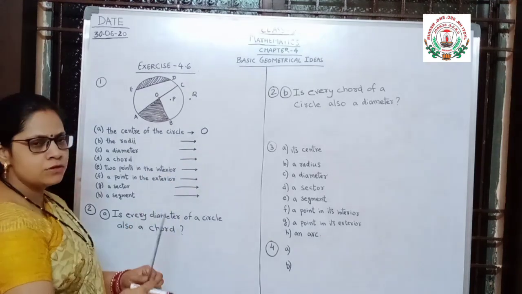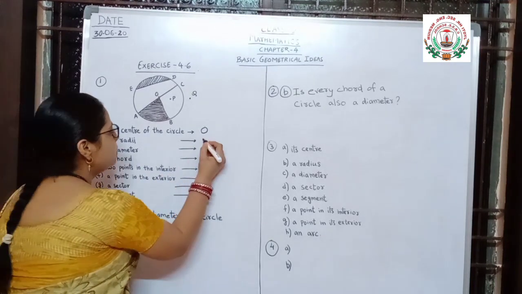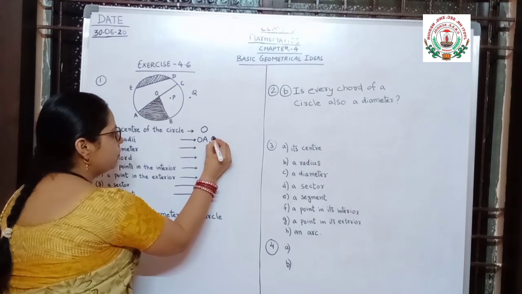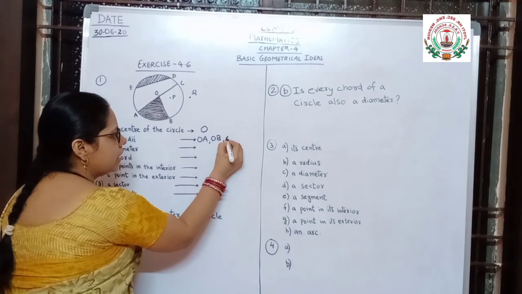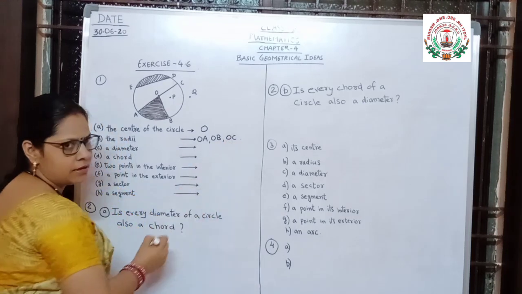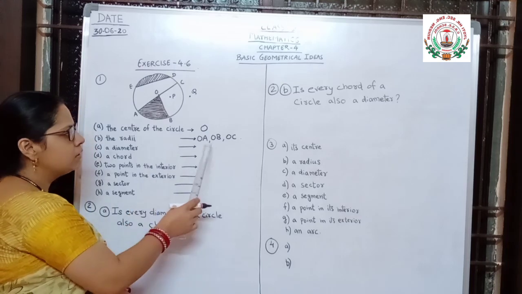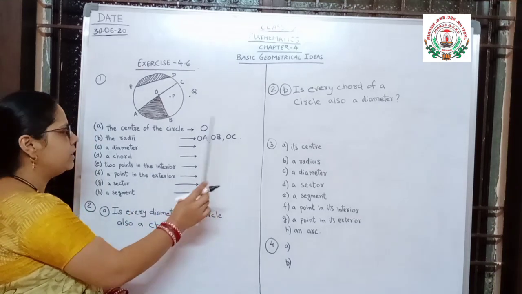Or if radii is asked, all the 3 also you can write. So OA is the first radius, OB is the second radius and OC is the third radius. So more than one, plural form of radius, that is radii. All these 3 radius we have written here.